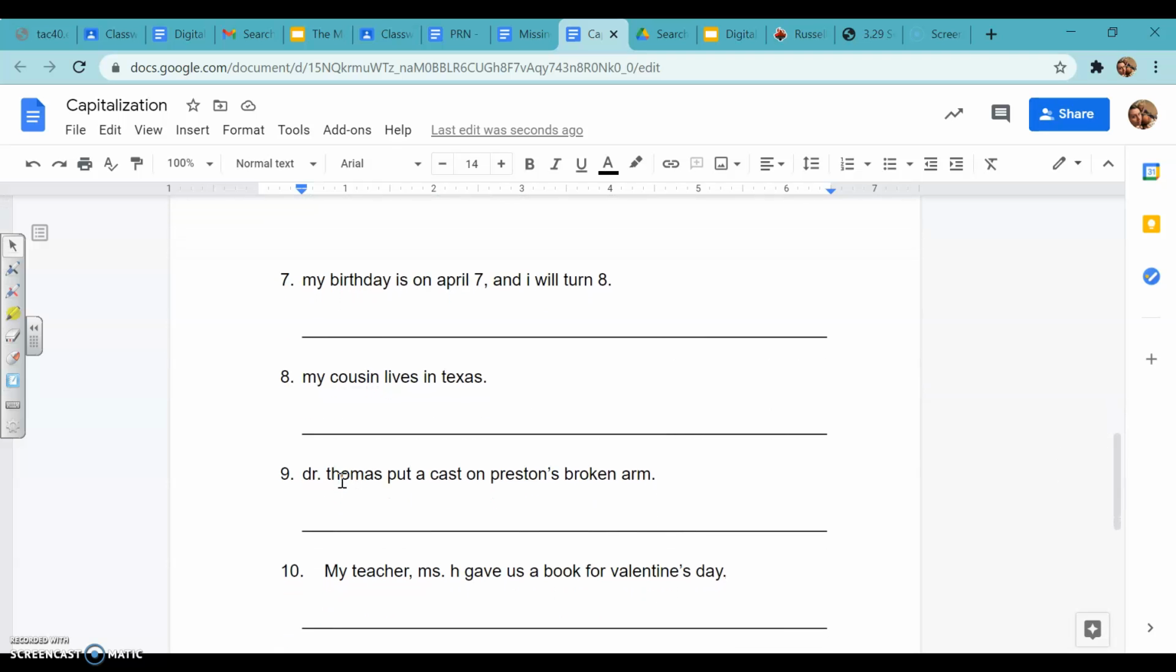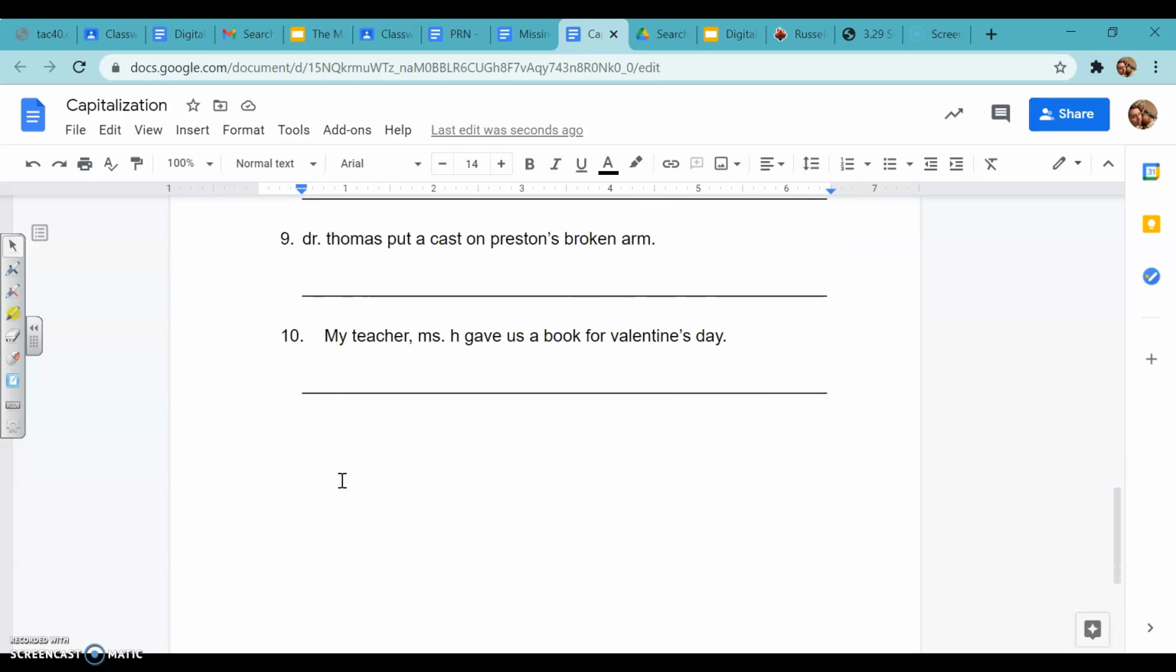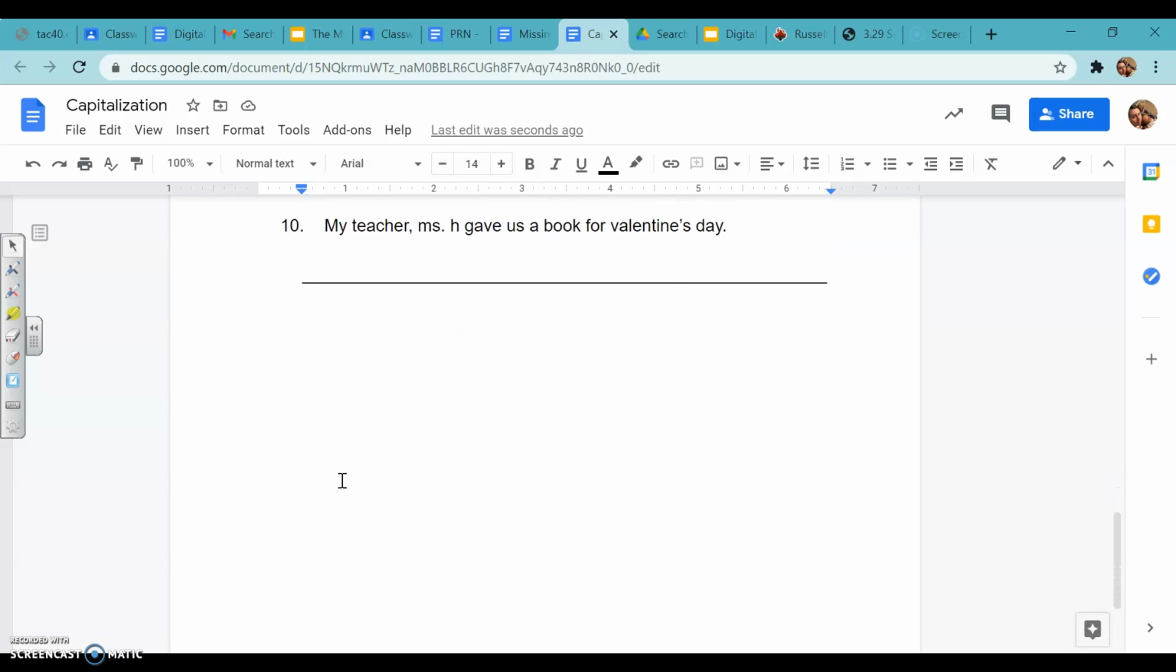Number 7, my birthday is on April 7th, and I will turn 8. Number 8, my cousin lives in Texas. Number 9, Dr. Thomas put a cast on Preston's broken arm. Number 10, Miss H gave us a book for Valentine's Day.